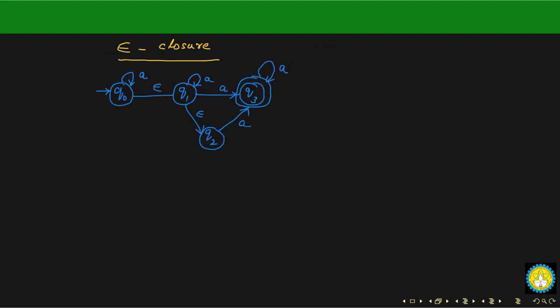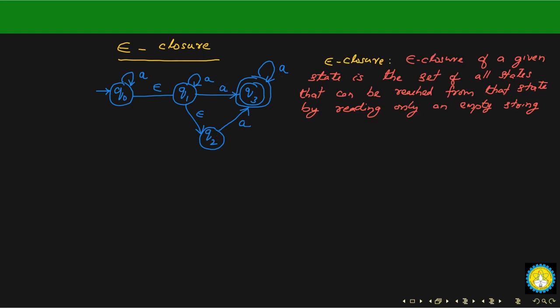Now let us look at the idea of epsilon closure of a given state. The epsilon closure of a given state is the set of all states that can be reached from that state by reading only an empty string, that is, an epsilon string. So that's called the epsilon closure of that state. Before going further, let me write down the definition for more clarity.